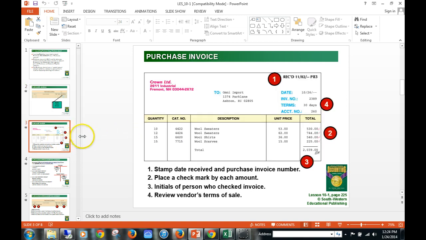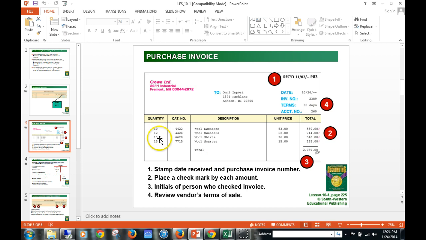So let's take a look at one of the invoices here. When we purchase products from a vendor, this being Crown Limited, we're going to pay them at a later date. We received it on November 2nd. The purchase number is P83, purchase number 83, to us, Omni Imports. We have the date of the purchase, the invoice number, and the terms. So the terms are, we have 30 days to pay this back. And here's our account number in their accounting procedures.